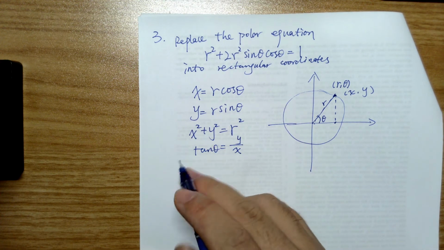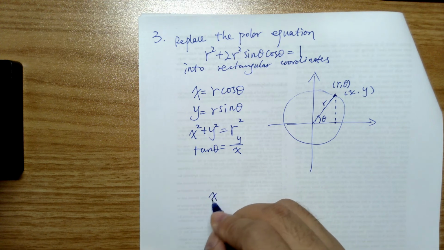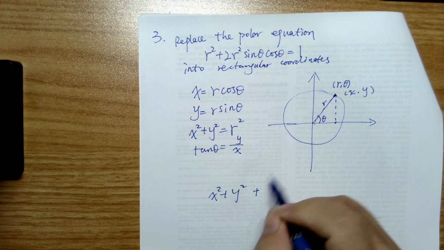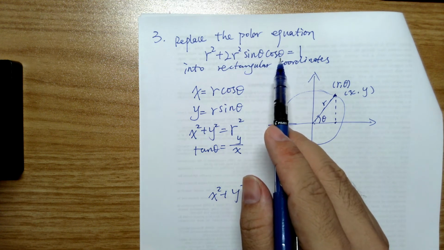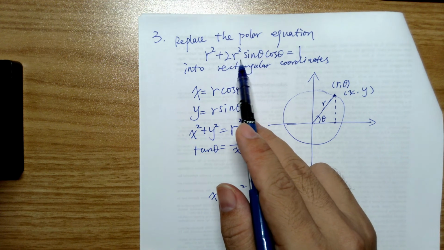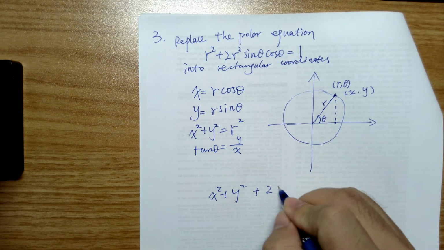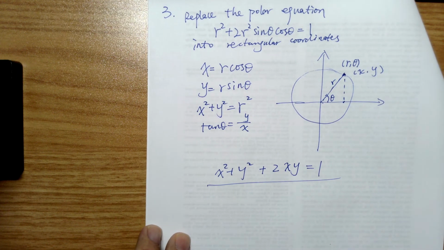So if we want to replace this one into rectangular, you can see that we're going to have x squared plus y squared, replacing this part. And for here, we have 2 times r squared times sine theta times cosine theta. Basically, we can treat this part as 2 times r cosine theta times r sine theta, right, equals 1. So that gives us 2xy equals 1. This problem is very straightforward. That's this one.